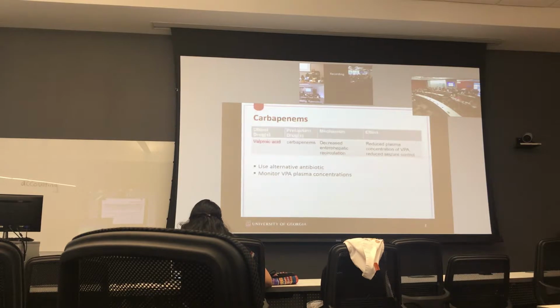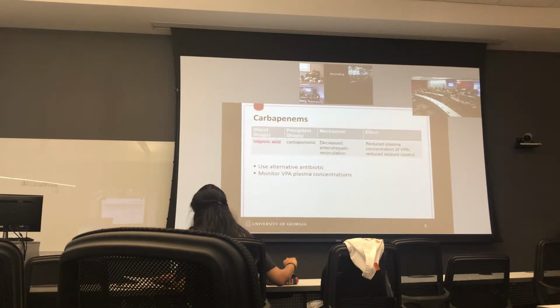So for carbapenems, they do have a class-wide interaction with valproic acid. So all of our carbapenems interact with valproic acid to result in reduced plasma concentration of valproic acid. So with a reduction in the plasma concentration, this could result in reduced seizure control, and seizures could develop. The mechanism behind this interaction is not fully understood. There are several different possibilities. The most commonly cited is a decrease in intrahepatic recirculation of valproic acid, but this mechanism is not fully understood, and it's likely multifactorial. So in this case, you can use alternative antibiotics.